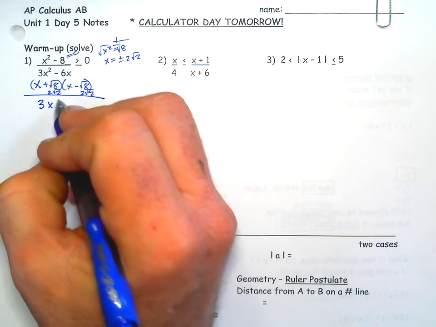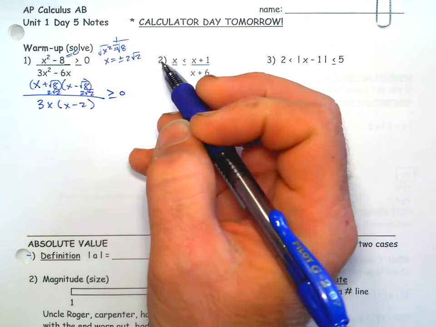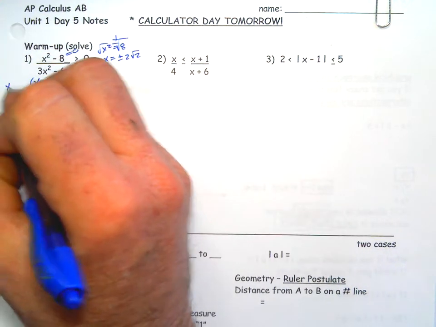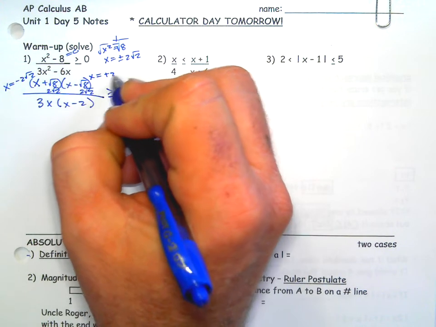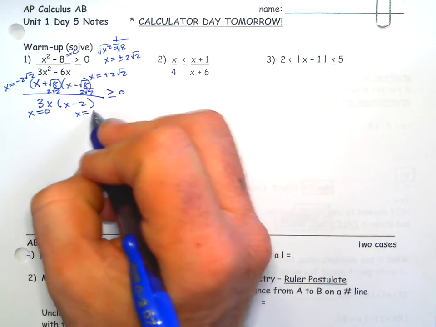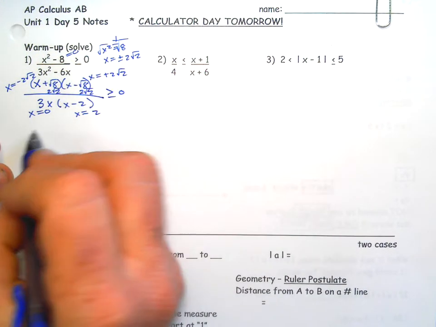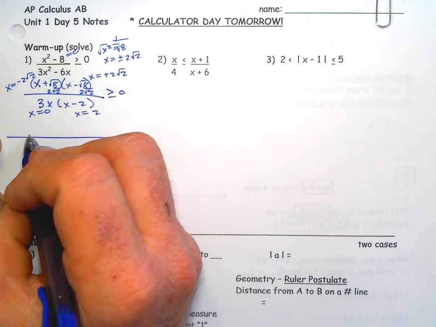Bottom, GCF, always look for the GCF first. Keep that inequality symbol there. Okay, so we have x equals negative 2 root 2, x equals positive 2 root 2. We have x equals 0 and x equals 2. No double, even multiple roots, so no little stars or bounces off the graph or whatever.